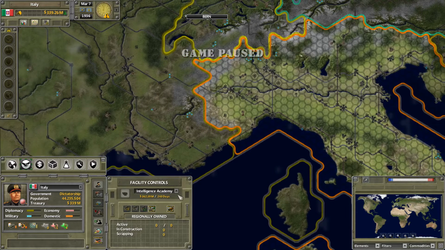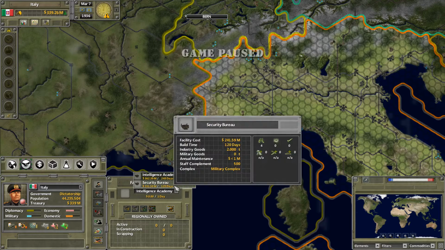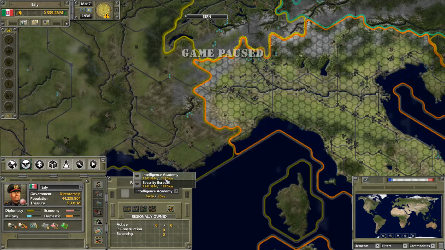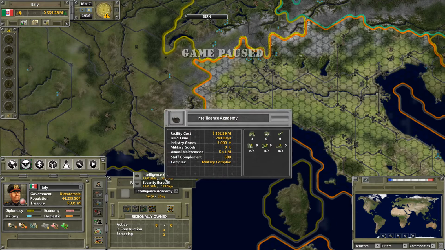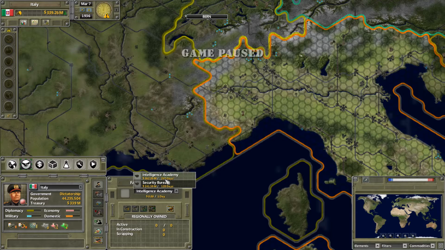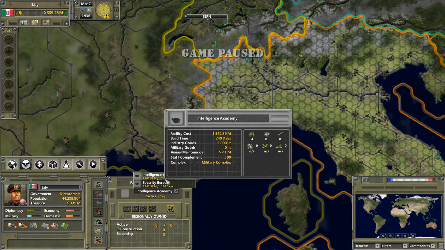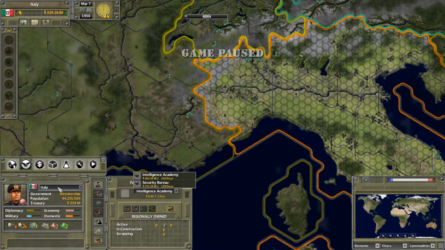And then there's the faculty controls. You can build Intelligence Academy or Security Bureau, and you can see the price and time it takes to build it. As well as if you hover over, you can see all the details on how much it will cost in terms of industrial goods and maintenance per year and so forth. But we're not going to build those right now.